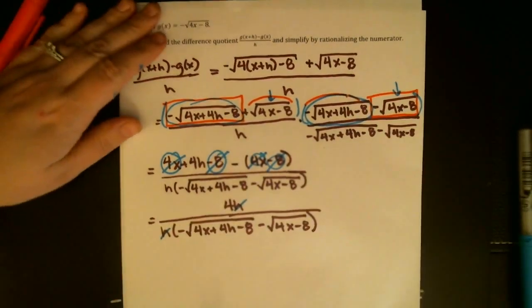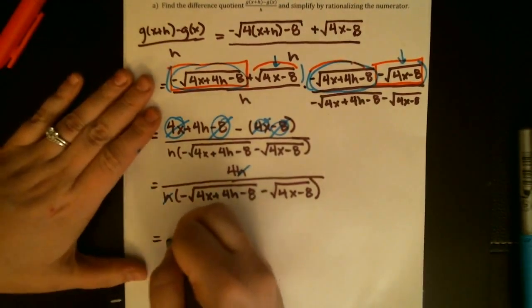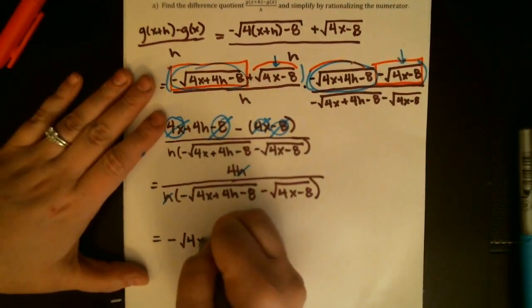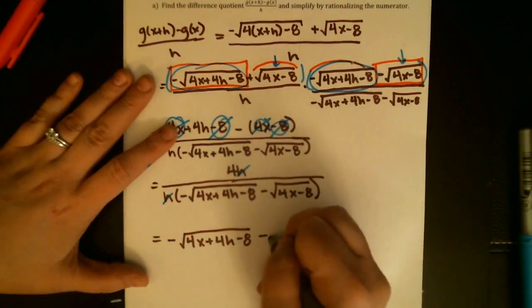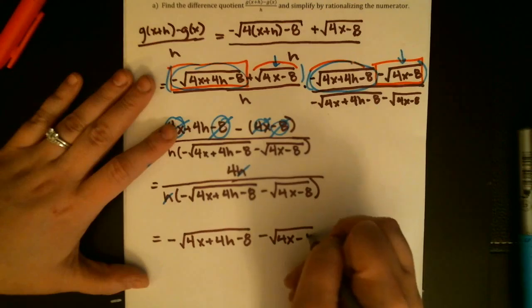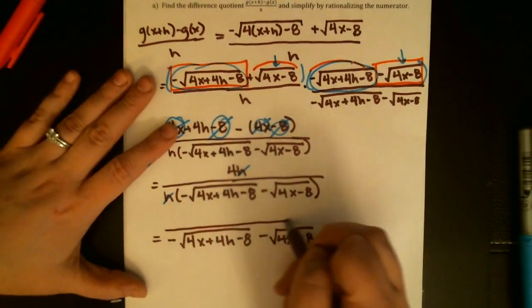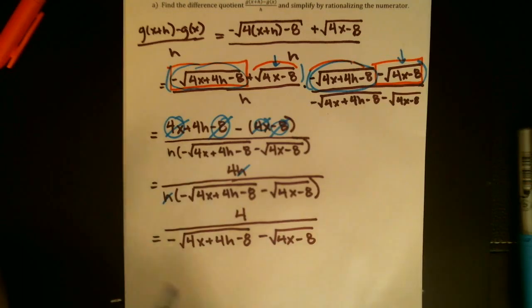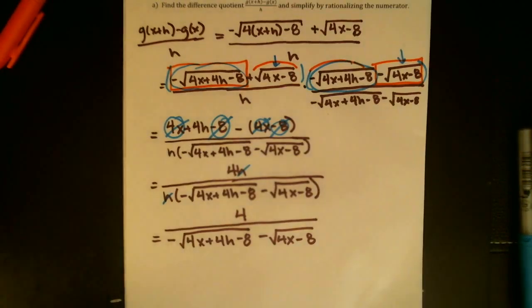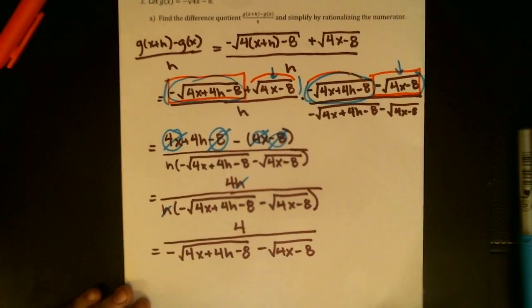So our answer here is going to be negative root 4x plus 4h minus 8 minus root 4x minus 8 in the bottom and a 4 in the top. There is some stuff you could do to extract a 4 out of these roots. I'm not worried about that part happening. I'm just worried about you being able to get through the rationalize the numerator algebra. So there's another example. Hopefully this is starting to settle in.